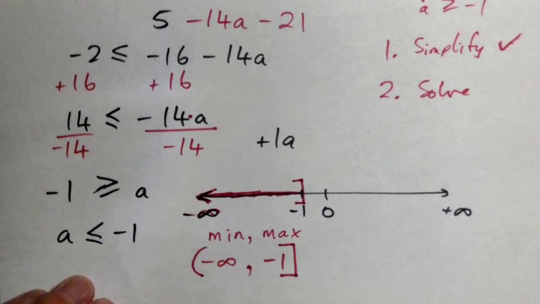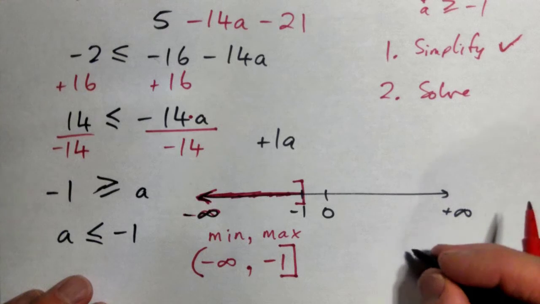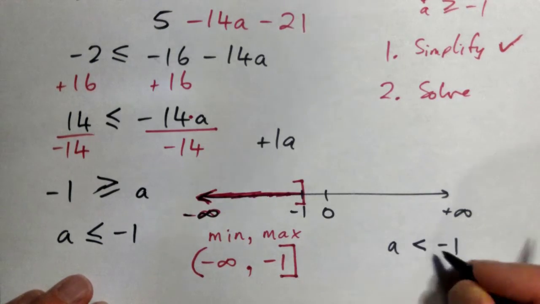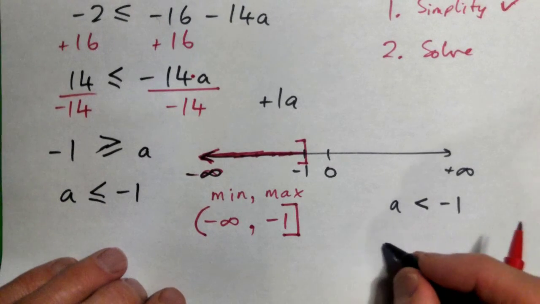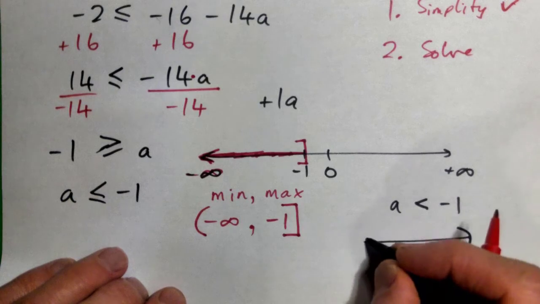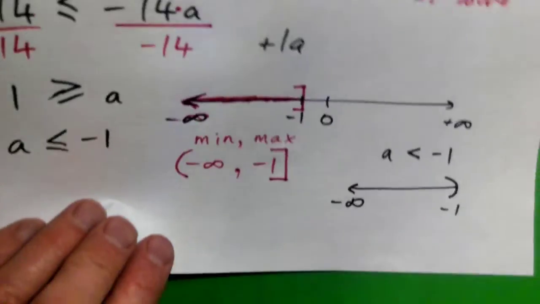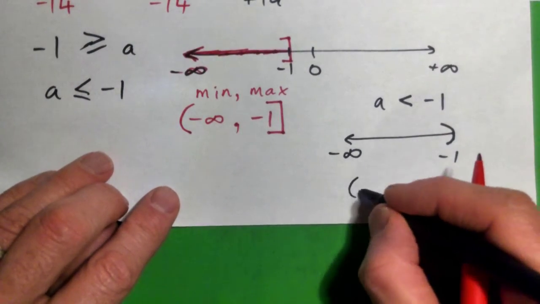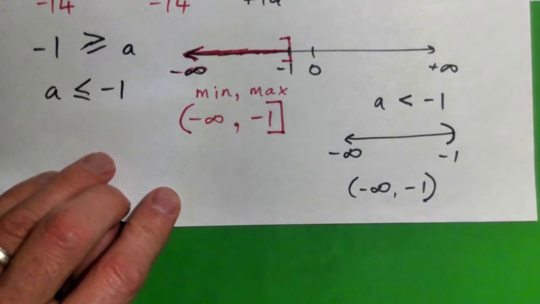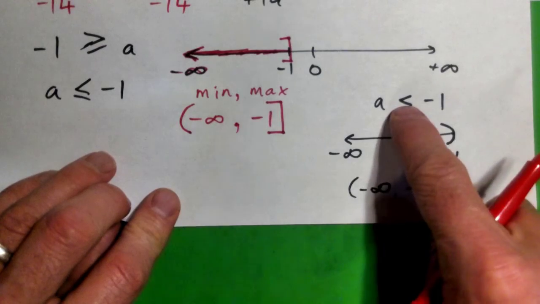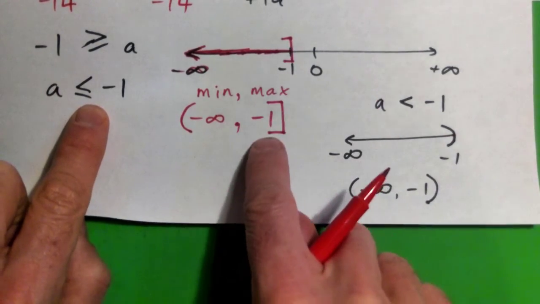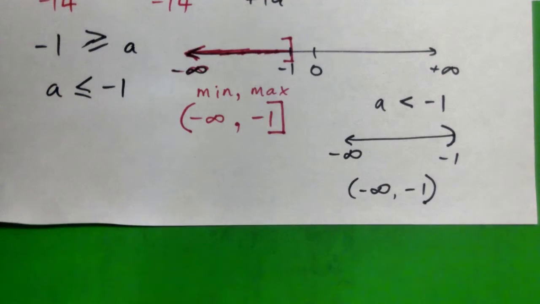Just for clarification, if that had said a is less than negative 1 without the less than or equal to, it would look like this. Here's your line graph with a parenthesis at negative 1 going towards negative infinity, and your interval would look like this with a parenthesis instead of a square bracket. So if it's less than, you have the parenthesis. If it's less than or equal to, you have the square bracket. That's it. Got it? Beautiful.